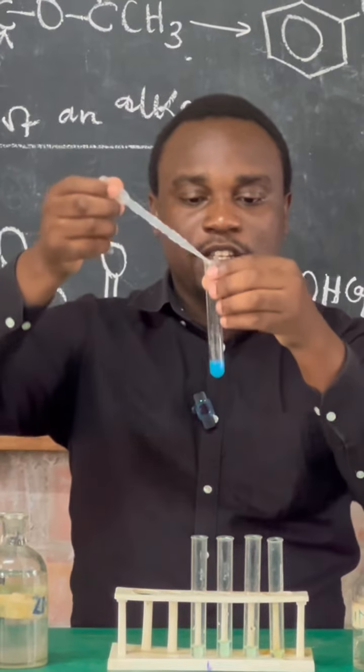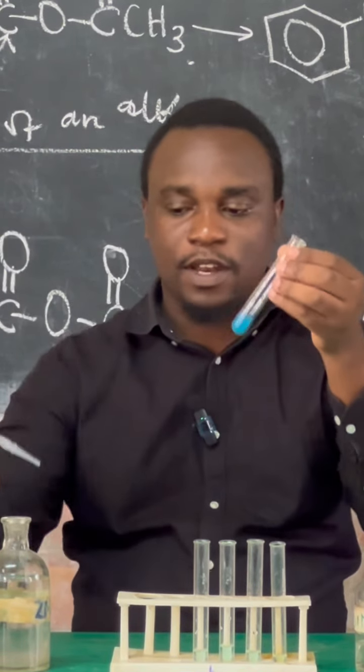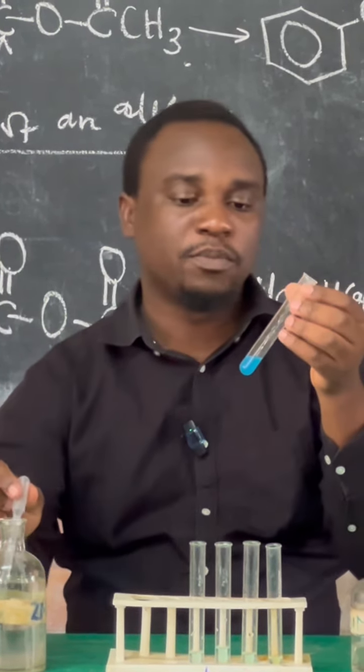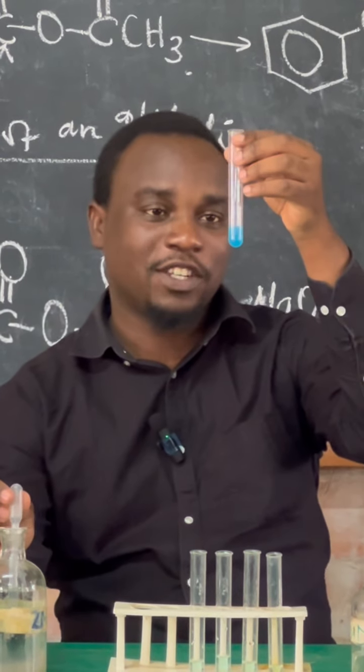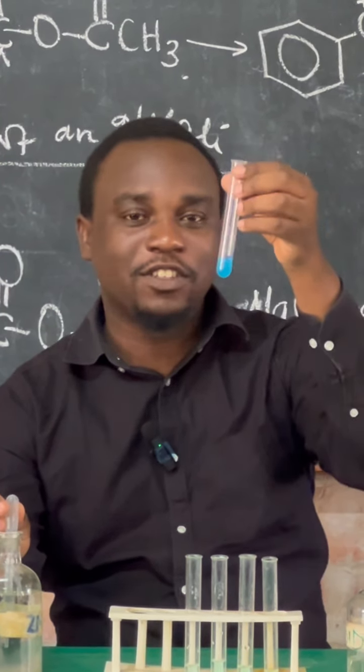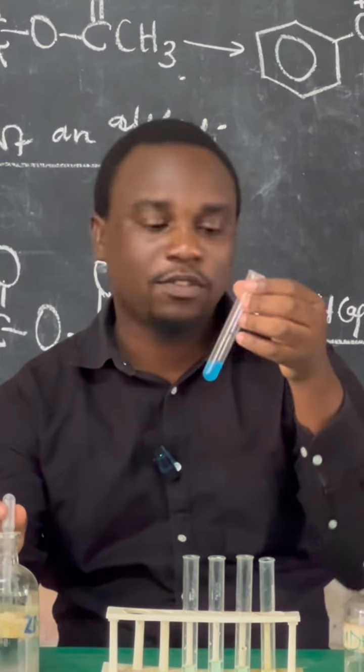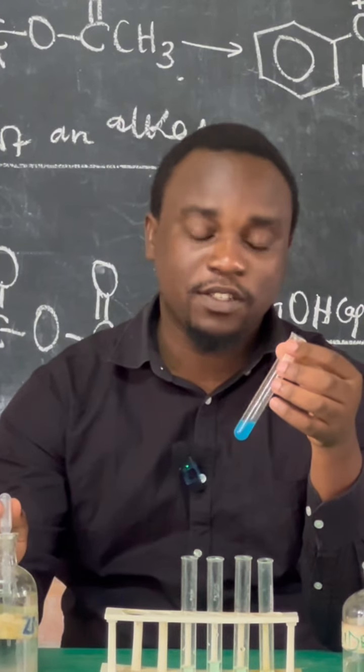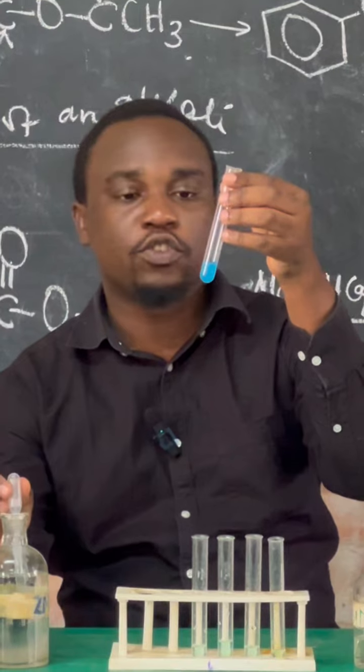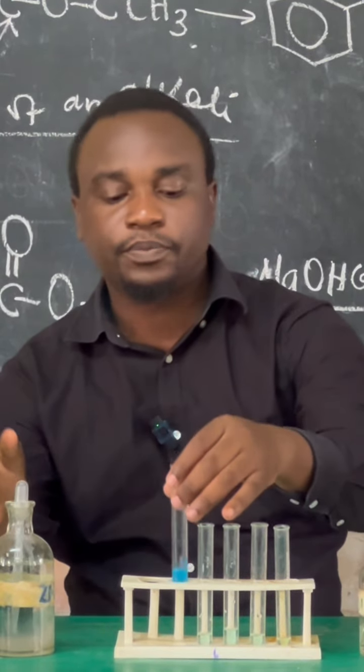So next I will add it until in excess. When I add it in excess, I can observe that the precipitate has persisted, the blue precipitate remains. So addition of sodium hydroxide solution to copper 2 ions, we form a blue precipitate which is insoluble in excess.